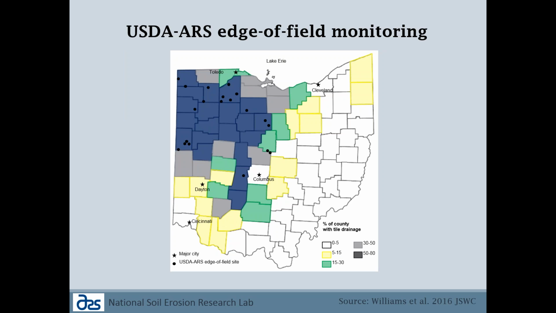So we get a lot of questions about what are the magnitude of phosphorus concentrations and losses in tile drained fields. And today I'm going to give a little overview of some of the research that I've done with Dr. Kevin King with the USDA in Columbus, Ohio. And he has developed an extensive edge of field monitoring network. And you can see here on this graph, the black dots represent all the different edge of field sites that are throughout Ohio that I'll be summarizing today.